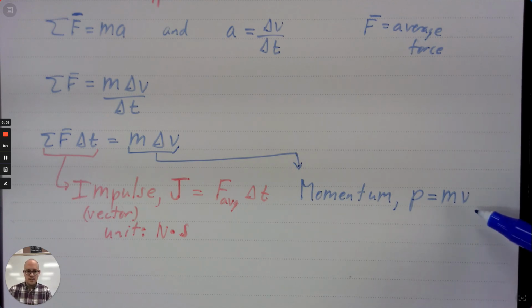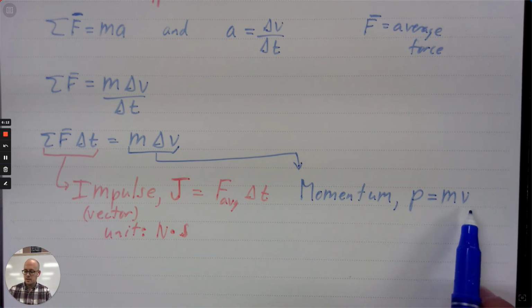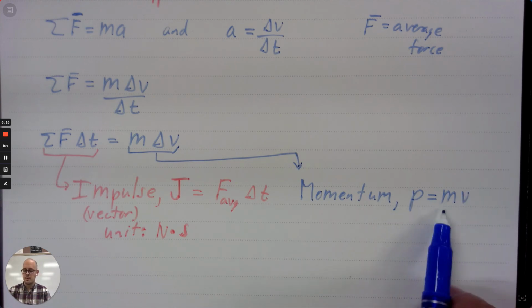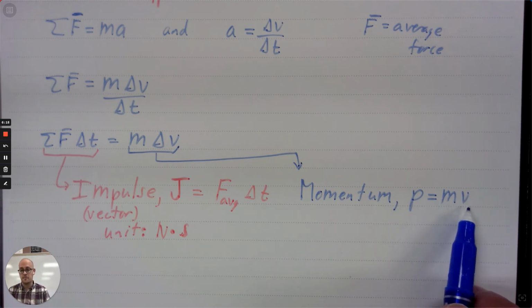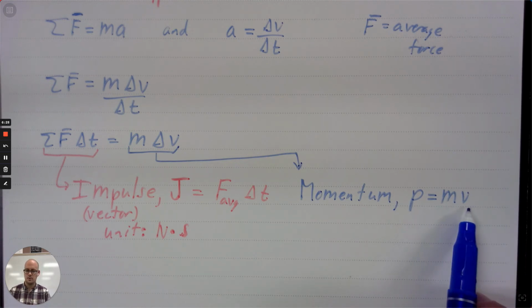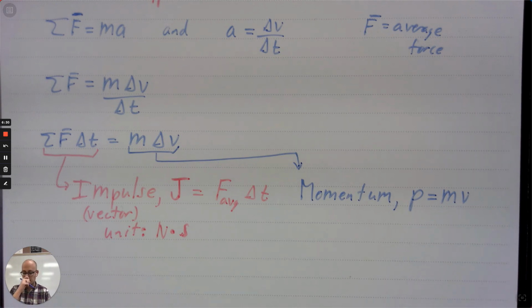a dart being thrown, even though it has a small mass, if it's thrown with a large velocity, it can have a lot of momentum. Conversely, if you have an ocean liner, like the Titanic, let's say, just sitting there, it has a lot of mass but no velocity, so it has no momentum.